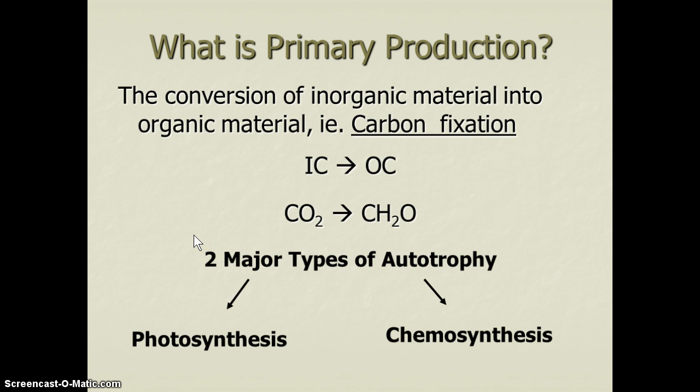So what I want to do for you here is break down the two major types of autotrophy. The guys that do this are the autotrophs, and the two major types are photosynthesis and chemosynthesis.